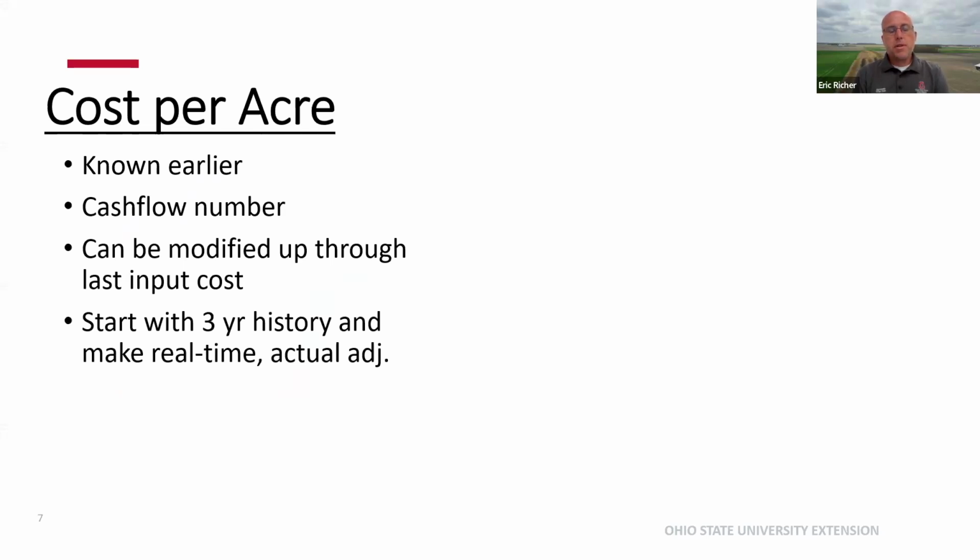We like to calculate cost per acre because we can know that number earlier as we secure inputs and pre-buy inputs. We also like to know that number from a cash flow perspective and for a finance or lender perspective. We know that cost per acre can be modified right up until the very last input cost is provided into this enterprise budget. If you don't have any of those costs on a projection basis, you can use your 3-year history of production and then make real-time actual adjustments as you get more and more familiar with the tool.